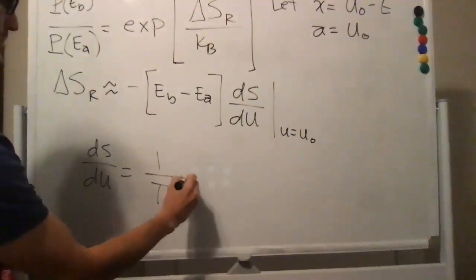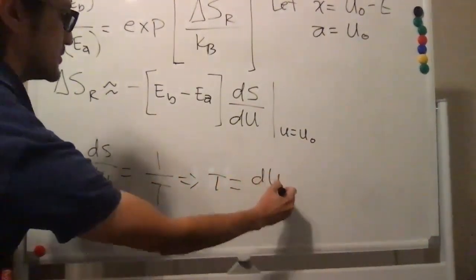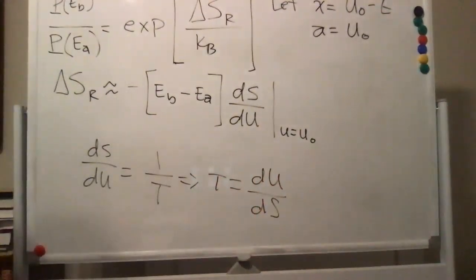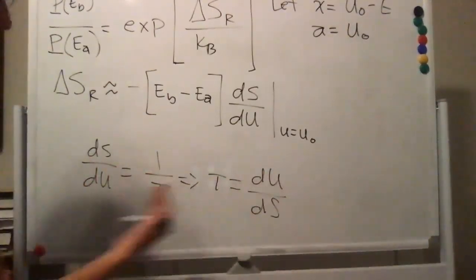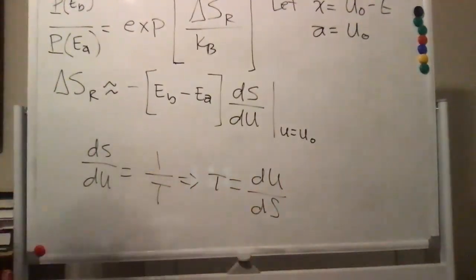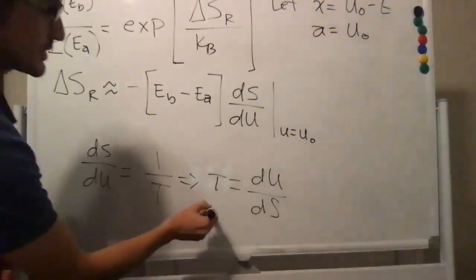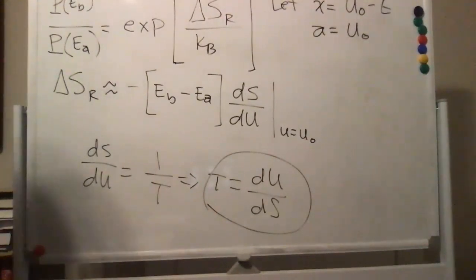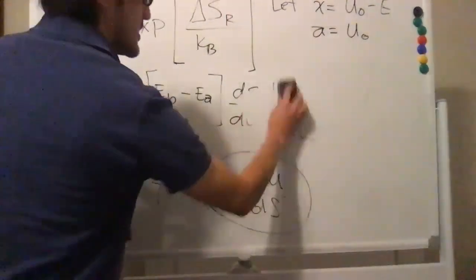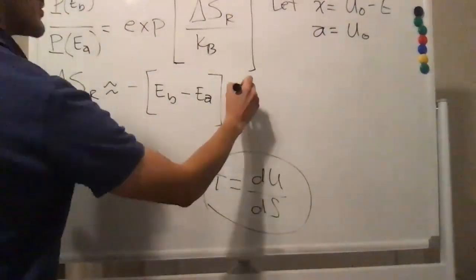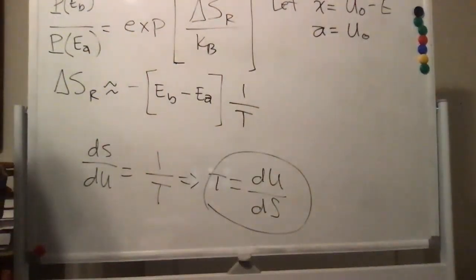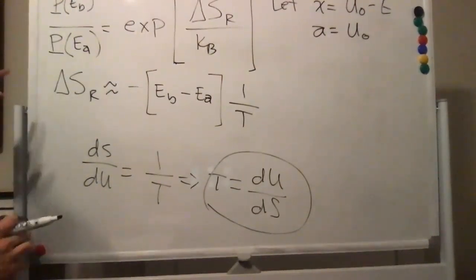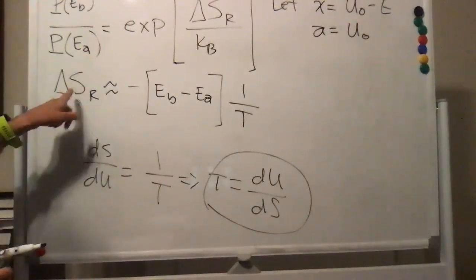So temperature is dU dS. How does the energy change when you change the number of states that are available? So this is the definition of temperature. And this one is just 1 over temperature. So we can put this one over here.